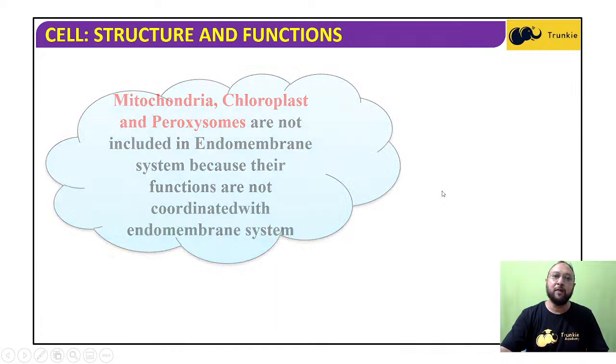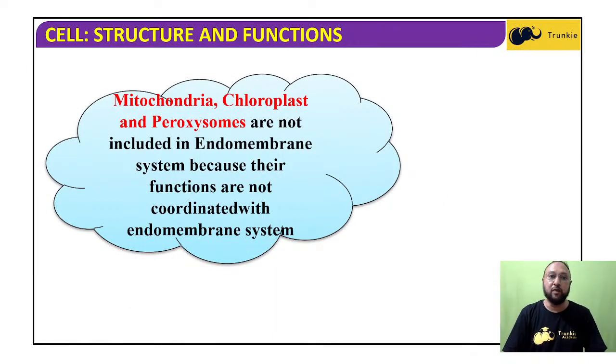But mitochondria, chloroplast, and peroxisomes are not part of the endomembrane system because their functions are not coordinated with it.